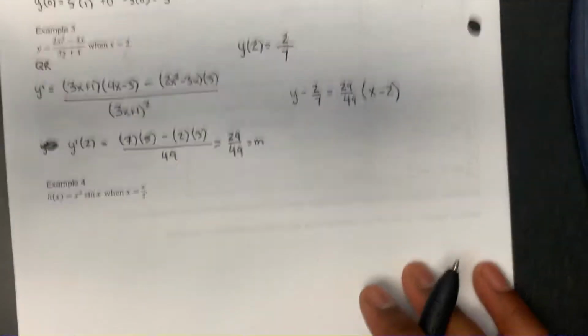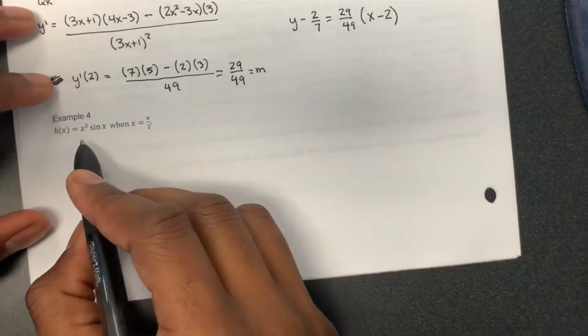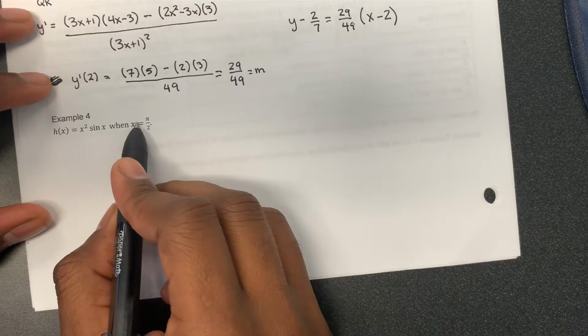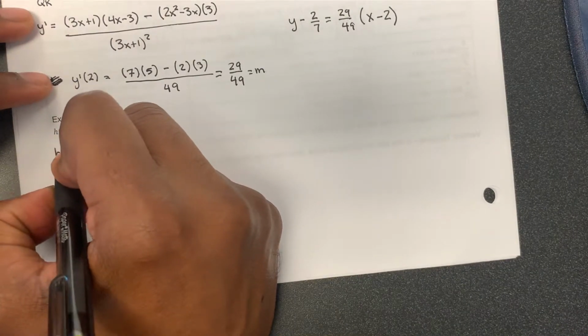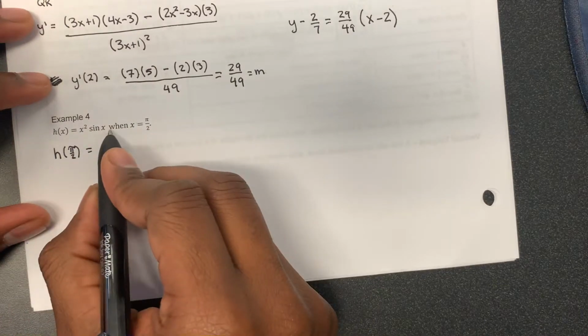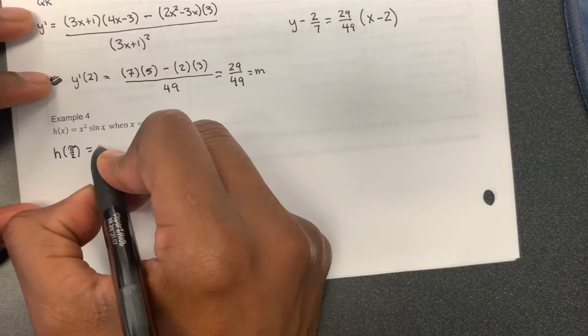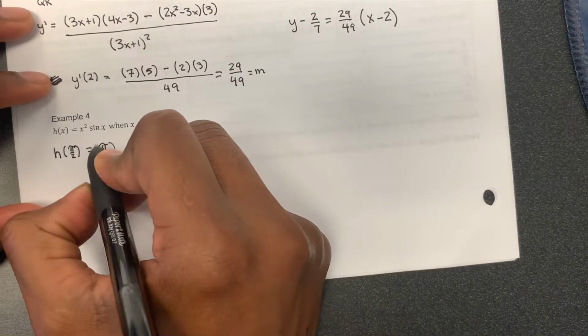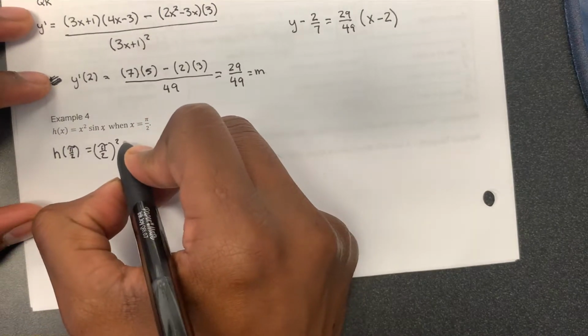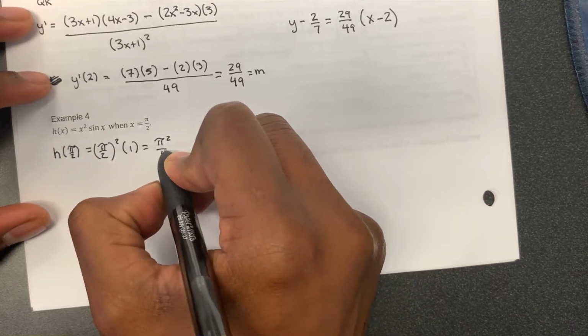And for the last example for tangent lines, we have x squared sine x when x equals pi over 2. So if we first find the y coordinate, when x is pi over 2, the sine of pi over 2 is 1. So we would have pi over 2 squared times 1, which is pi squared over 4.